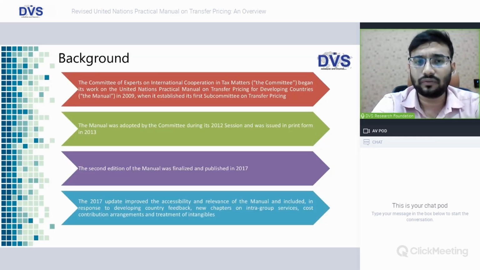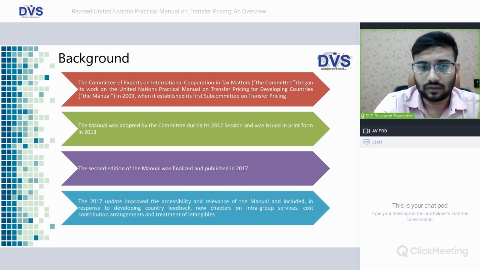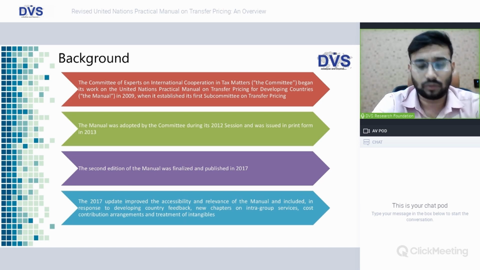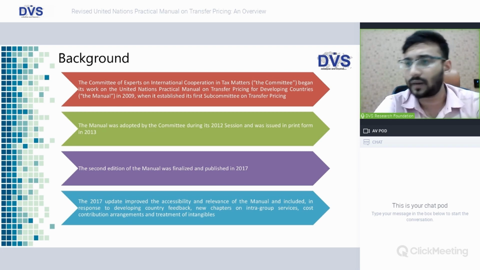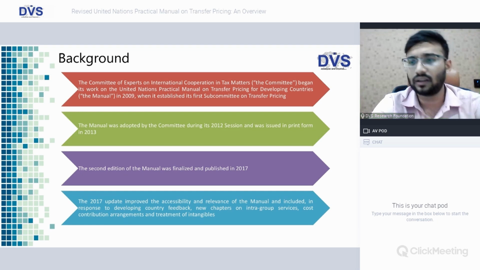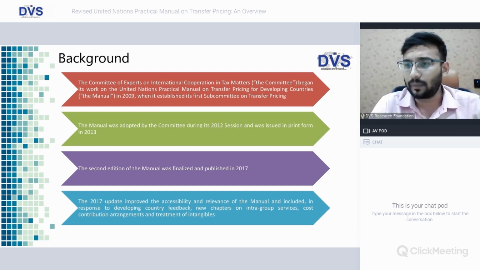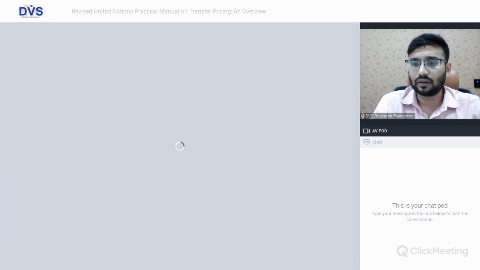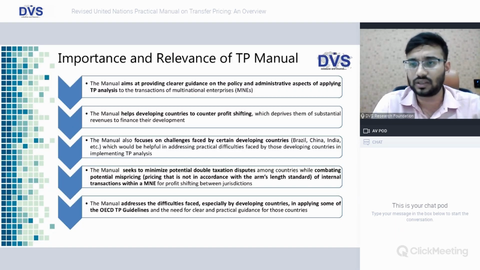The background: the Committee of Experts began its work on the United Nations practice manual in 2009. So the work, not on this revision but on preparing a practice manual, has been going on from 2009. The first print was in 2013, then a revision happened in 2017. So the first manual came in 2013, then a revision, or the second manual, in 2017, and now we are eyeing a third revision, for which the discussions are going on.